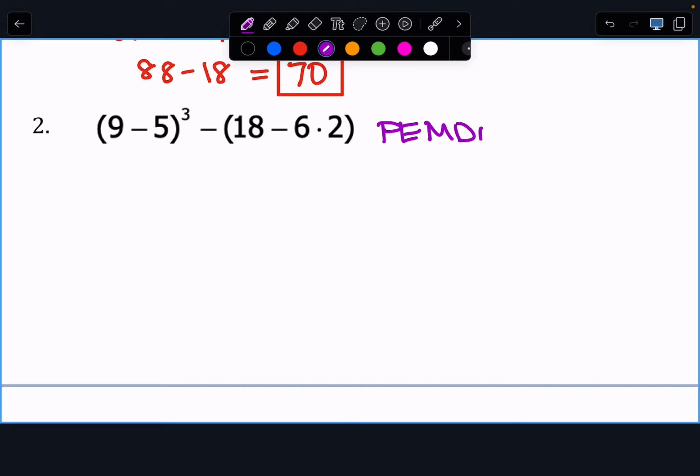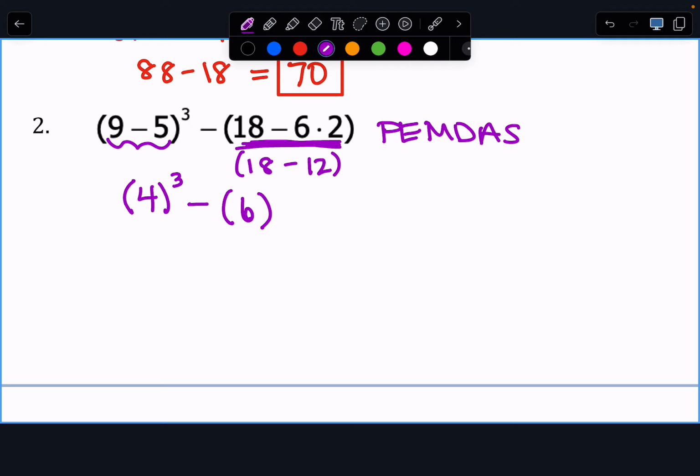Let's look at number 2. PEMDAS. Do we have parentheses? We sure do. In this set of parentheses, what is 9 minus 5? So we have 4 cubed. Okay. In this set of parentheses, we have subtraction and multiplication. What do we do first? Okay, so we have 18 minus 12, which is 6. Okay, so we've done parentheses.